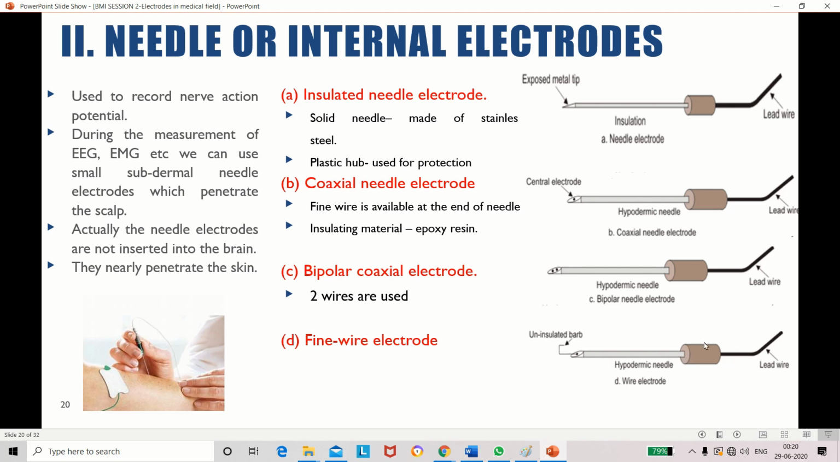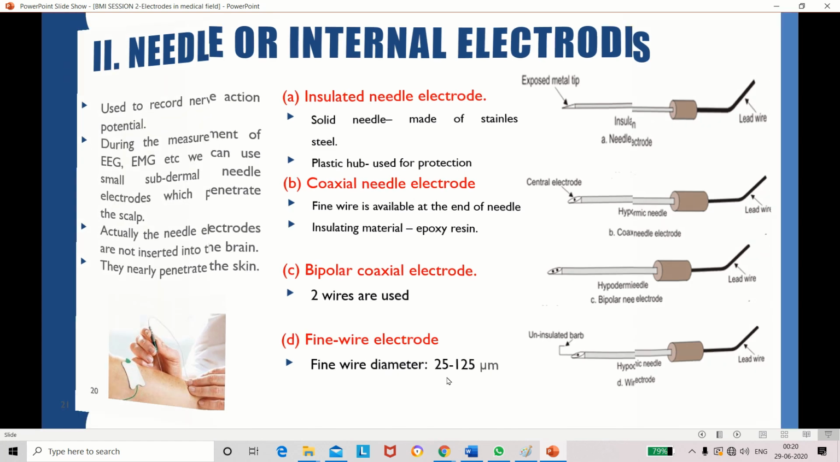Again it is the protection hub. We are using a plastic hub, and this lead wire is used as the connector. The fine wire diameter is 25 to 125 micrometer. Already I told that this is a very fine wire, so the diameter is in the micrometer range. Okay, 25 to 125 micrometer.